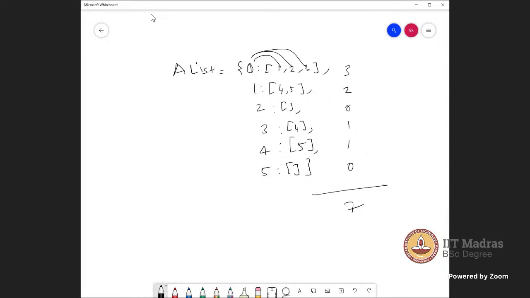If you are doing this operation only for node 0, then we cannot assume it's an amortized cost. That's the only difference. Okay. Understood, sir. Thank you.